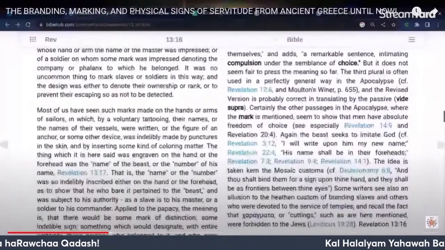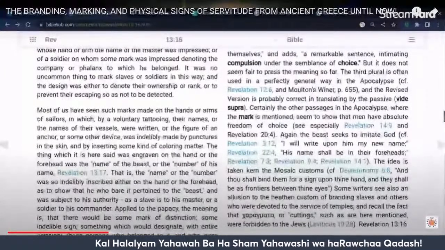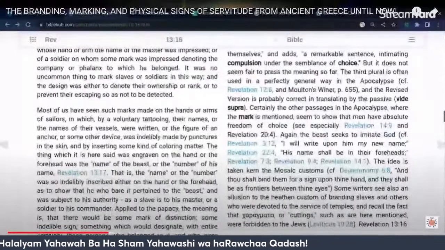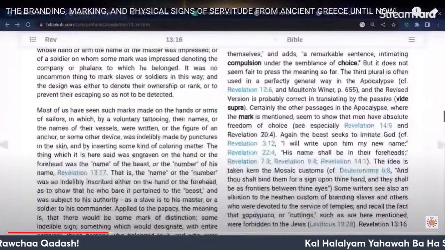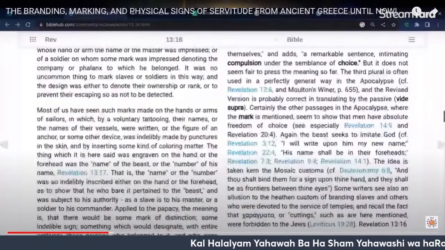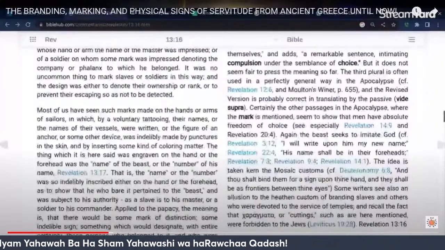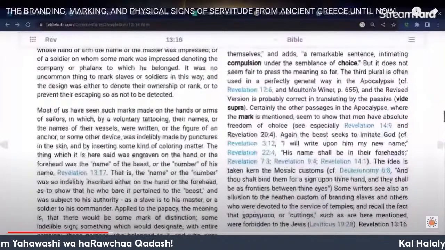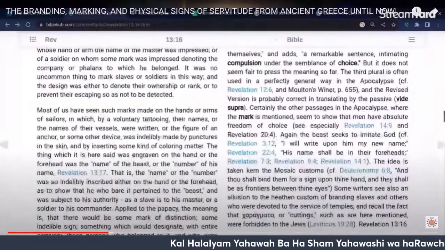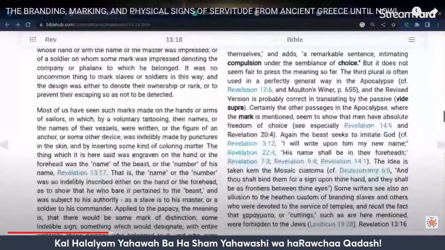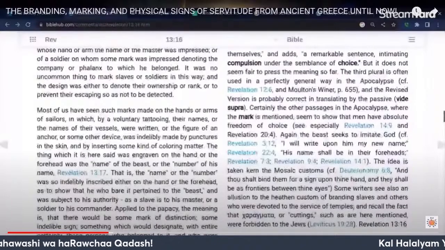It says, some writers see also an allusion to the heathen custom of branding slaves and others who were devoted to the services of temples, and recall the fact that stigmata or cuttings such as are here mentioned were forbidden to the Jews. Yeah, Leviticus 19:28. So we never had the custom. That's the heathen custom. The only thing the scriptures talk about is that certain men would get earrings and whatnot. But as far as cutting and markings, and definitely putting something under your skin, there's specifically a commandment not to do that.